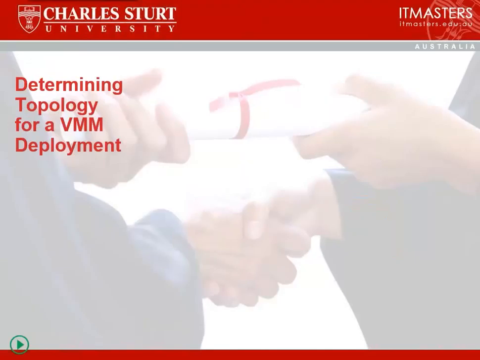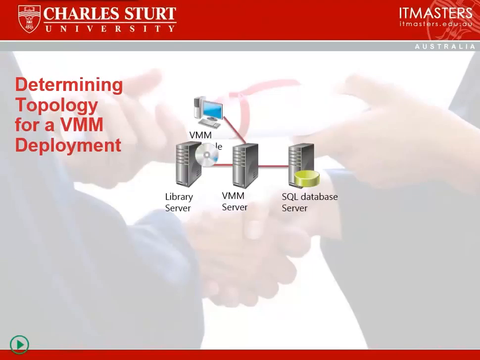So how can you determine your topology with a Virtual Machine Manager environment? You need to install the Virtual Machine Manager console, which will create the server, library server, the VMM server, and the SQL server. The library server will have all your images.